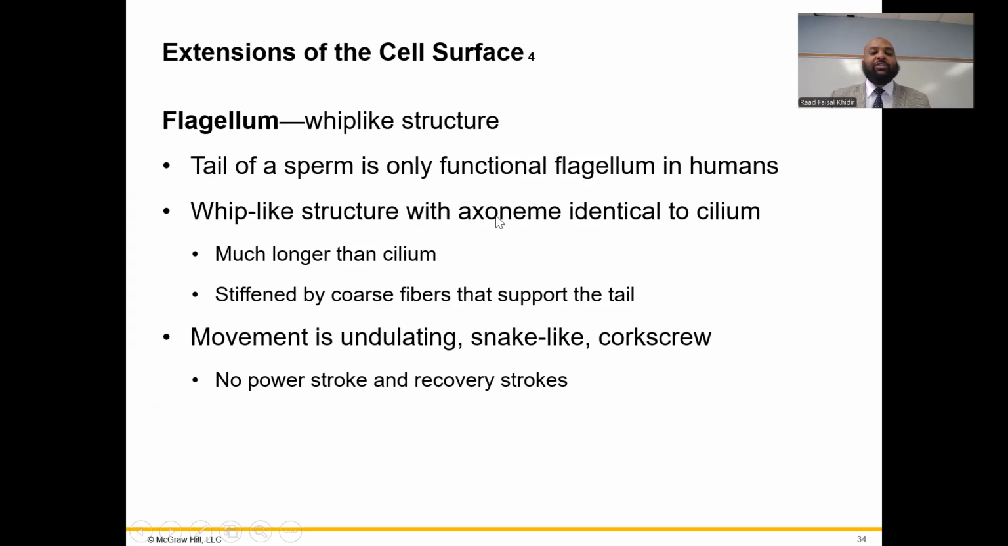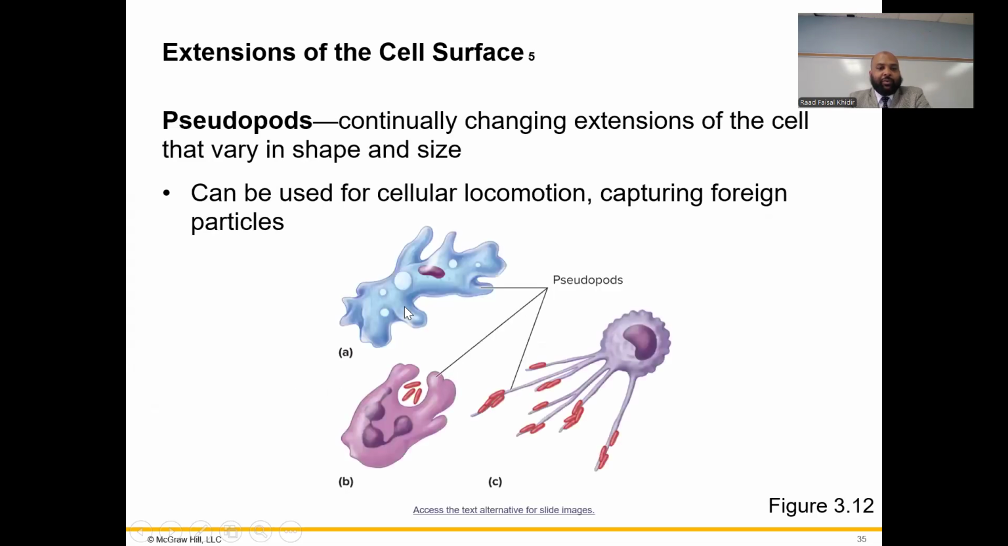It's a whip-like structure with an axoneme identical to the cilium. The flagellum does have an axoneme just like the cilium, and it is much longer than the cilium. It is stiffened by coarse fibers that support the tail. The movement is undulating, snake-like, and corkscrew, so there is no power stroke and recovery stroke. It's just a stiffened movement.